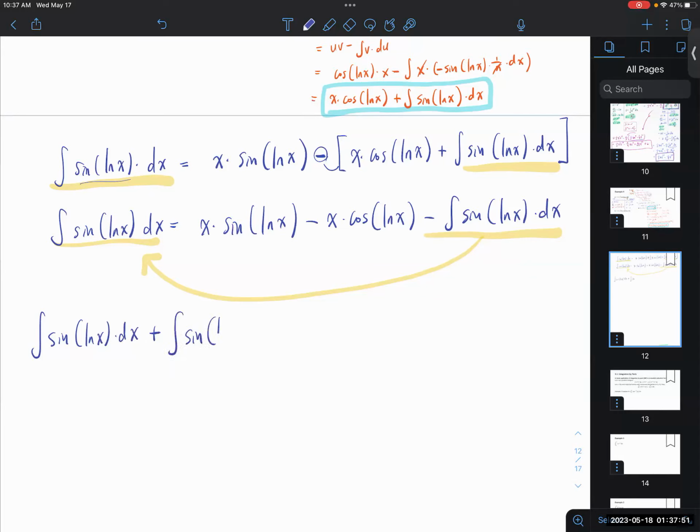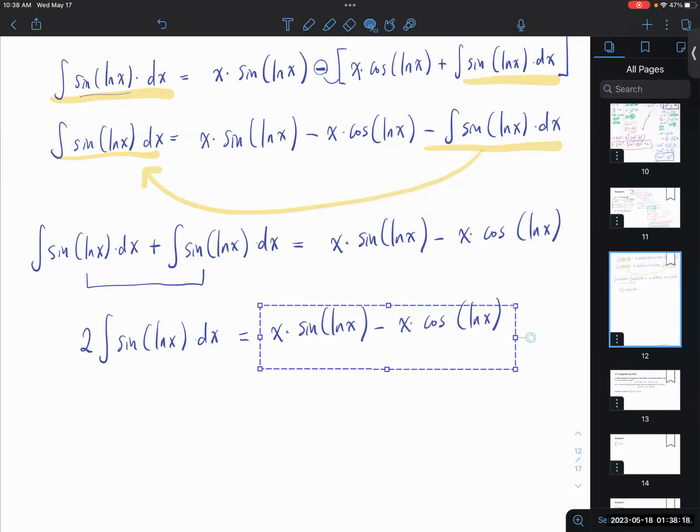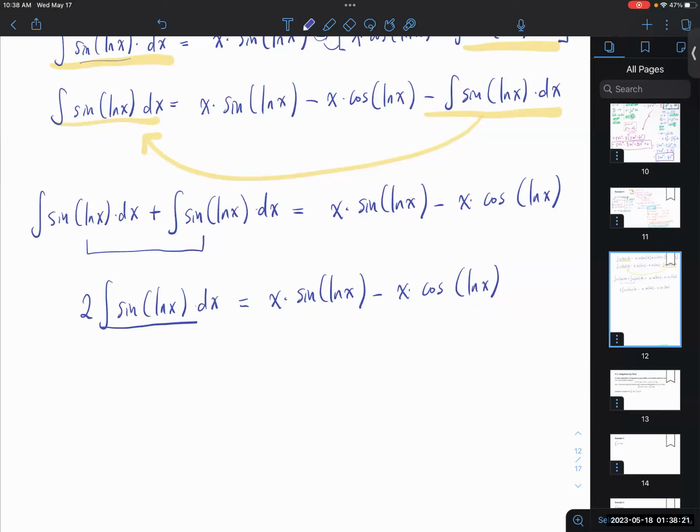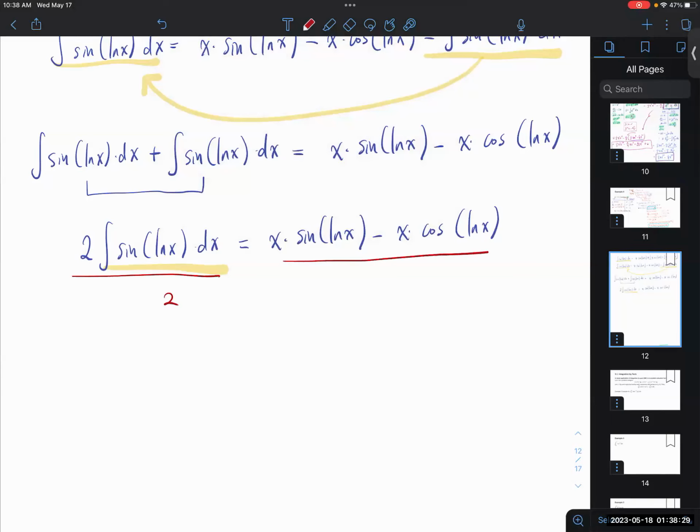So positive integral sine ln x dx is equal to x times sine ln x minus x times cosine ln x, correct? So this means the same thing as 2 times the integral of sine ln x dx. And then this is the same here. I'm going to copy, paste. So now we are solving for the integral sine ln x dx. So now you're going to divide by 2 on both sides.